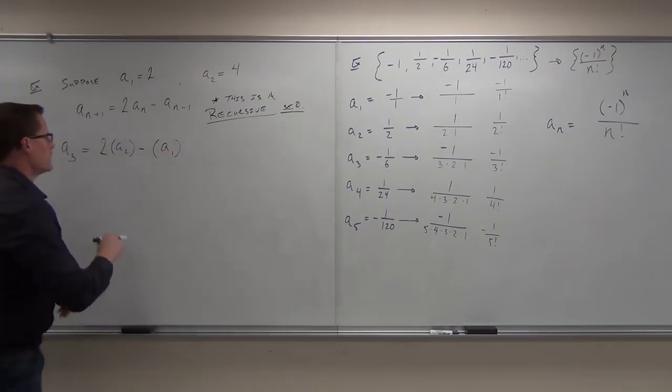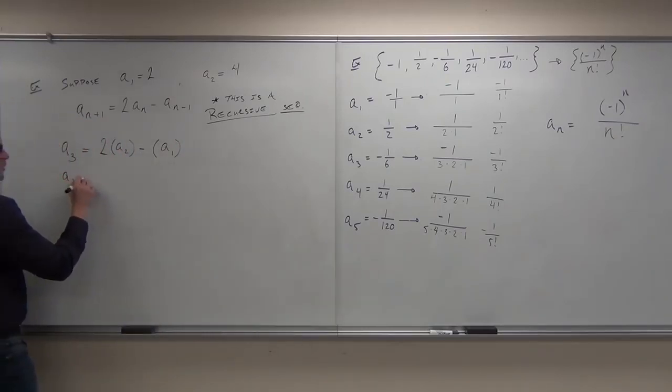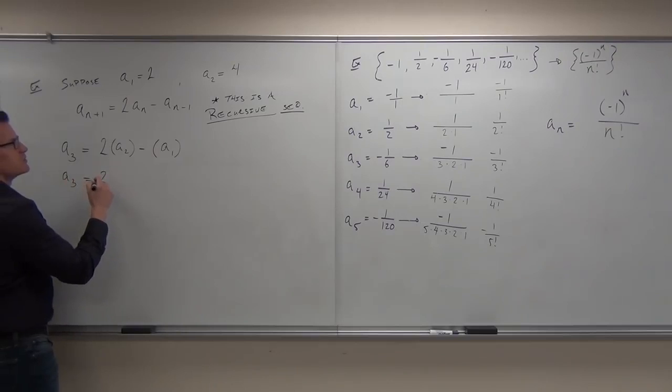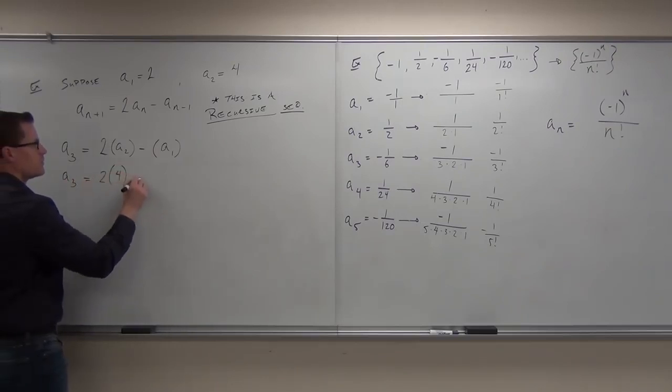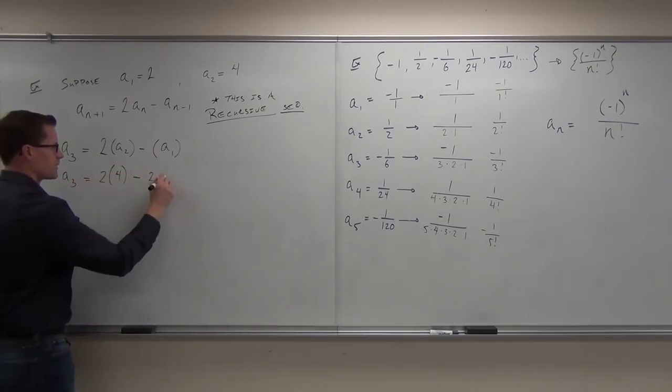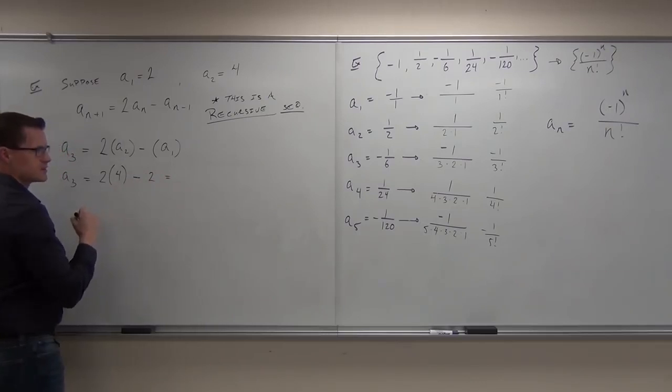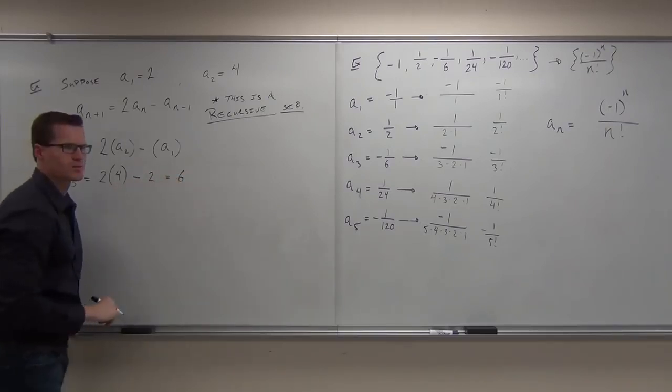Let's find it. So a sub 3, therefore, would be 2 times, what's a sub 2? 4. Minus, what's a sub 1? 2. Which means that a sub 3 is 6. Oh, look at that. It didn't turn out to be 6.